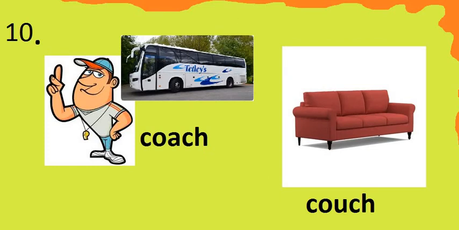The next one is coach and couch. A coach could be a person who teaches sports, or it could mean a large comfortable bus, whereas couch is another word for a sofa or a settee. It's a long comfortable chair where 2 or 3 people can sit together. Coach, couch.